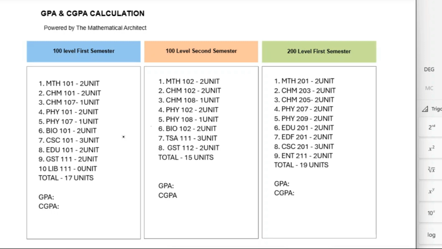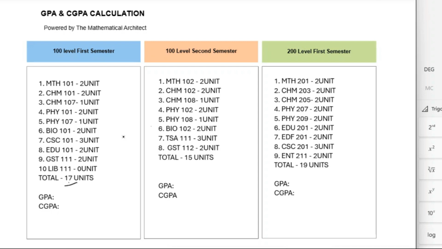Now, let's start from 100 level first semester. Basically, you can see that in the first semester here, we have 10 courses. 9 of those courses have units, and if you add the total number of units that we have here, it's going to give you the total units here, which is 17.